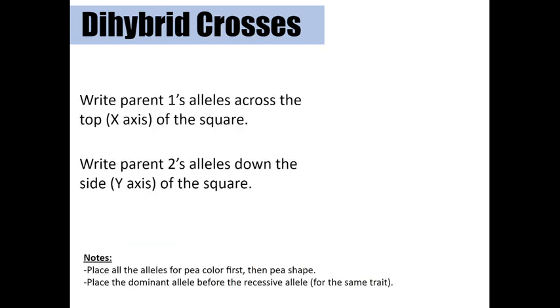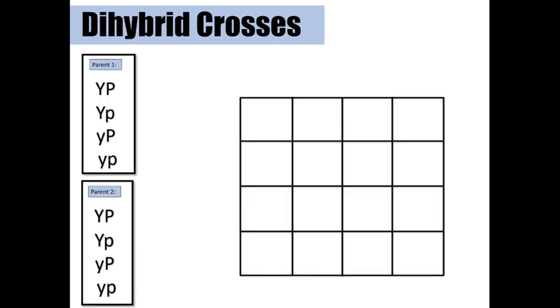Now, let's write out parent 1's alleles across the top x-axis of the square, and we're going to write parent 2's alleles down the side, which is the y-axis of the square. So I want you to keep in mind that you should place all the alleles for pea color first, and then pea shape. So place the dominant allele before the recessive allele for the same trait. So let's fill out our box here. So we got parent 1's genotype combinations, parent 2's genotypic combinations.